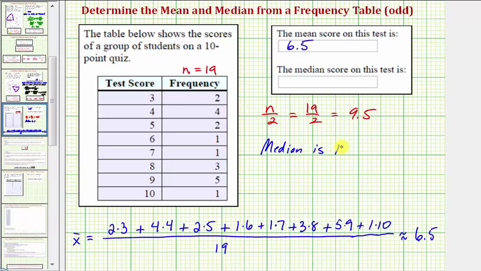is the 10th test score, starting at either the lowest test score or the highest test score. So we'll use the frequencies to count down to the 10th test score. So adding the frequencies, 2 plus 4 is 6, plus 2 is 8, plus 1 is 9. So 6 would be the 9th test score, but we're looking for the 10th test score, so if we add one more, which would be 10, notice the 10th test score is 7, which means 7 is the median.